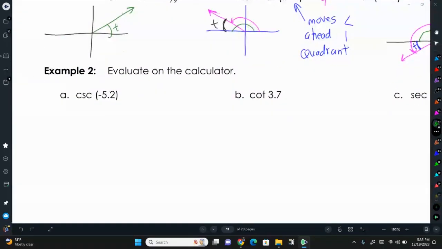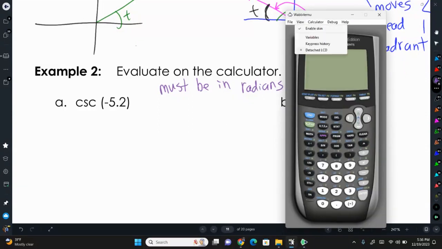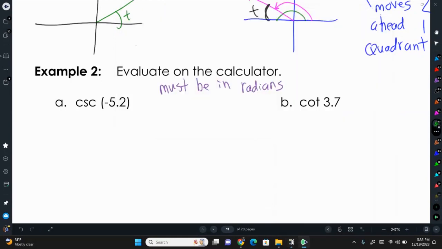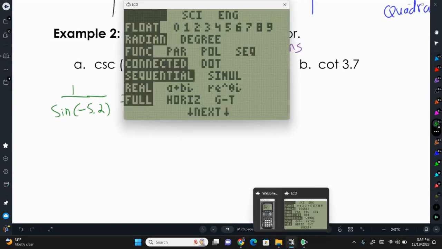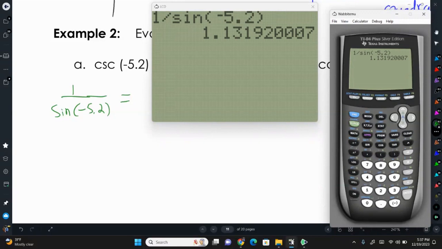Right, now the very last thing we're going to do is use our calculator to evaluate these functions. Notice that we don't have any degrees. You don't see the degree symbol, so we must be in radians. And if we're in radians, remember, we press the mode button, and we want radians. So to evaluate the cosecant of negative 5.2, we don't have a cosecant button. So what we would have to do is type in 1 over the sine of negative 5.2. So 1 divided by sine of negative 5.2. Close parentheses, and we get 1.132.